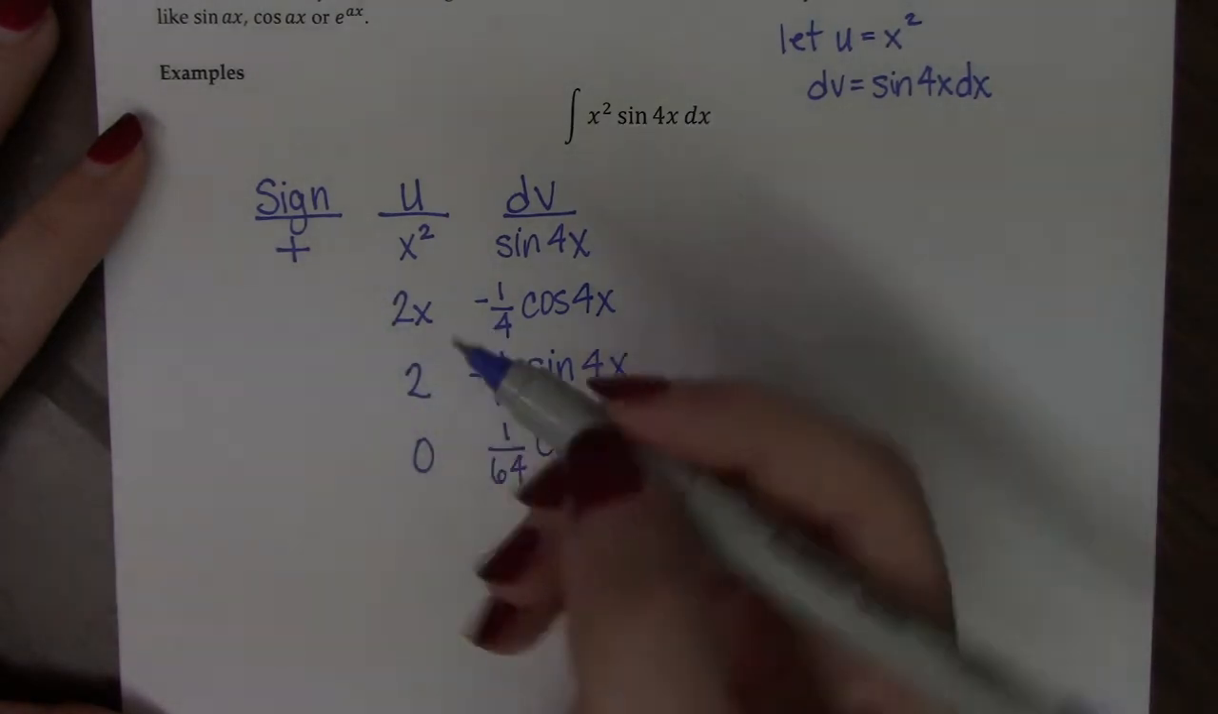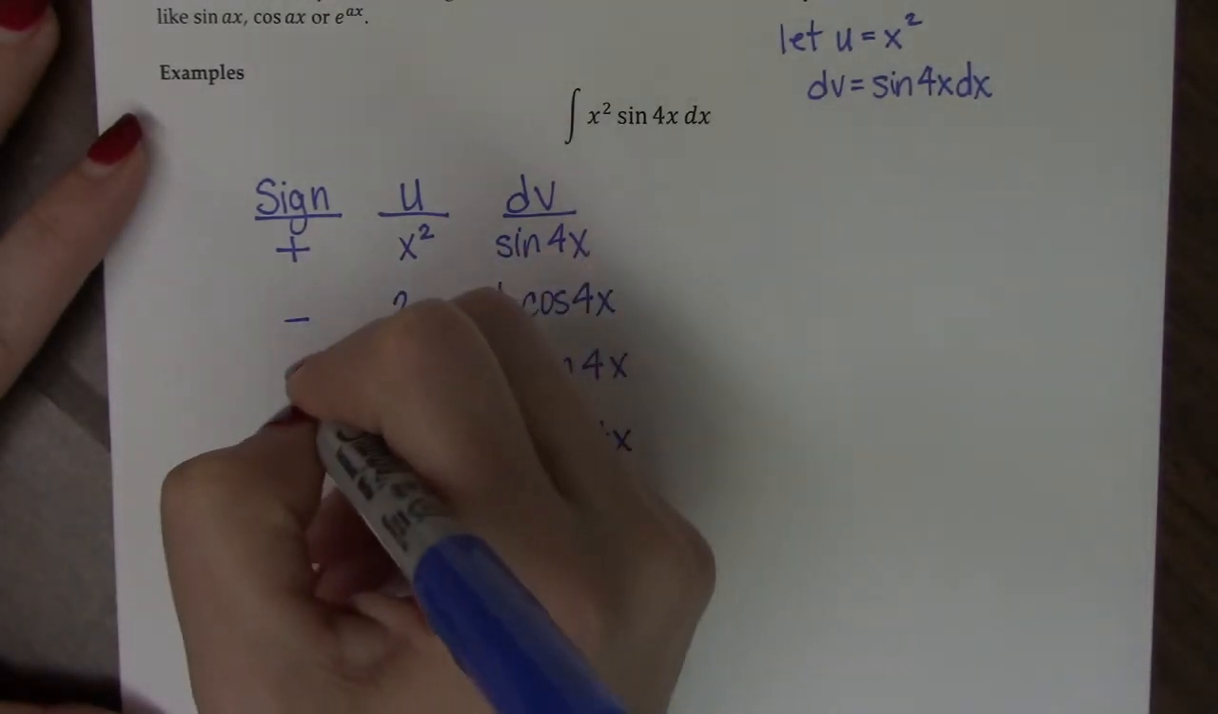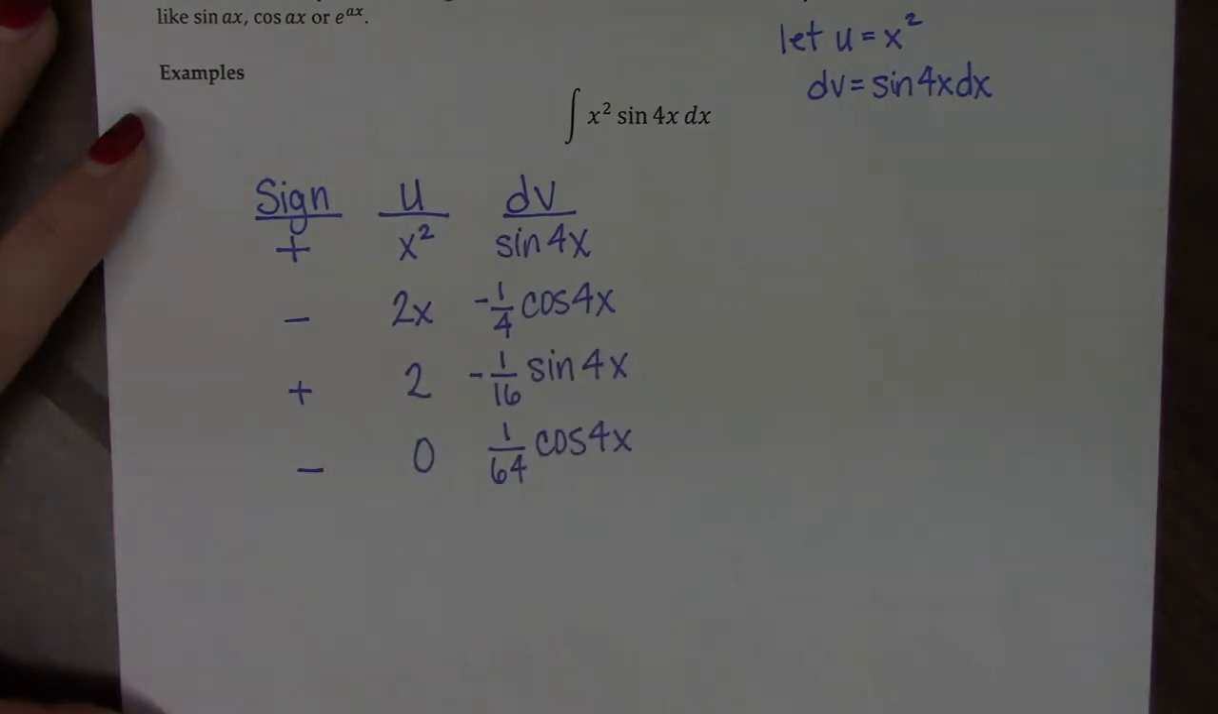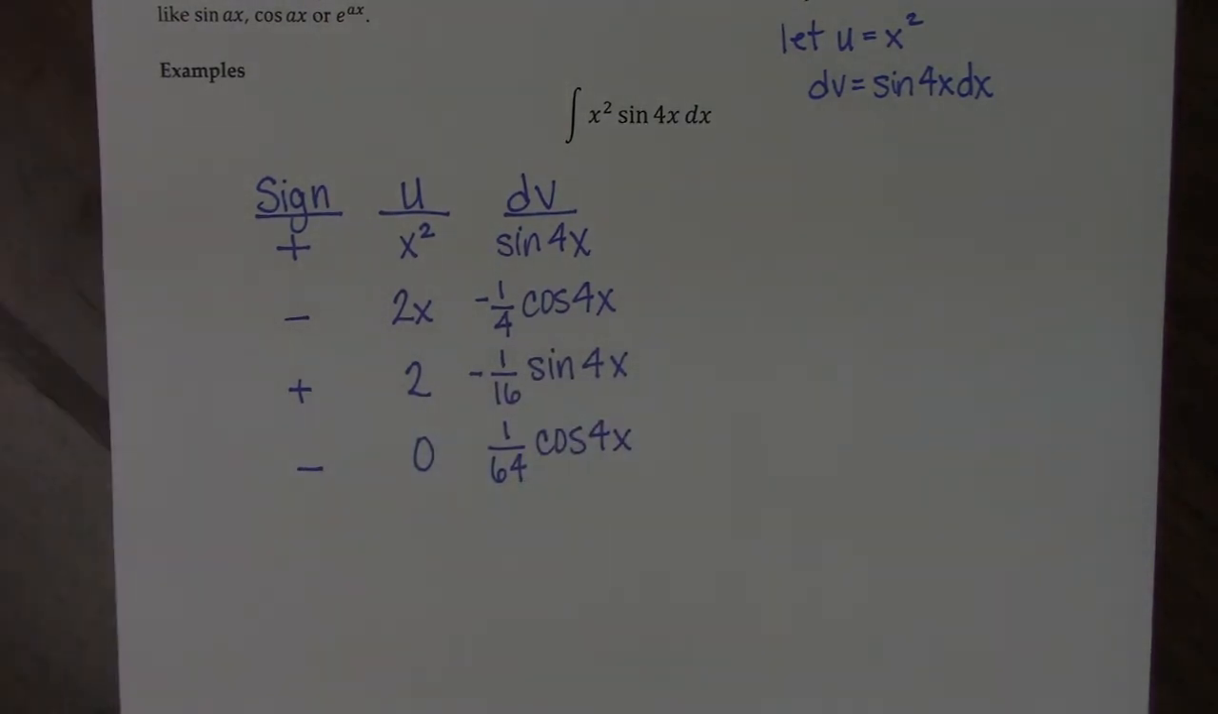The signs here alternate. So this is a minus, this is a plus, and this is a minus. And this has to do with the theorem, right? Because you subtract the integral, so then if you do it a second time, you have to make sure that subtraction sign then gets distributed.